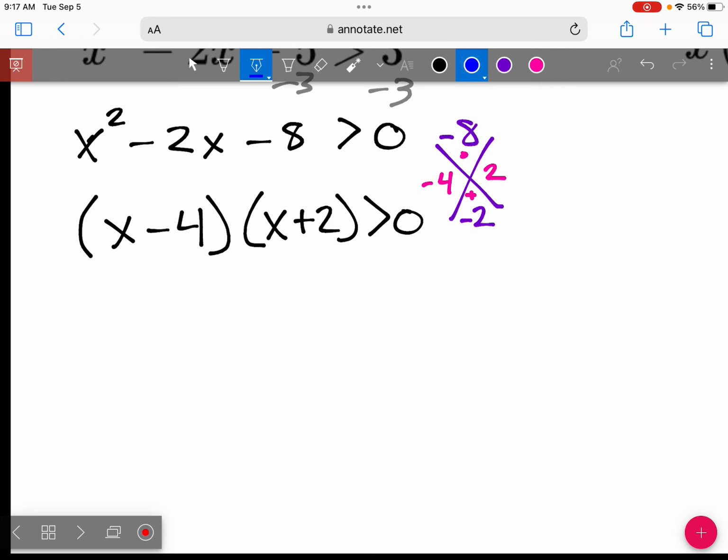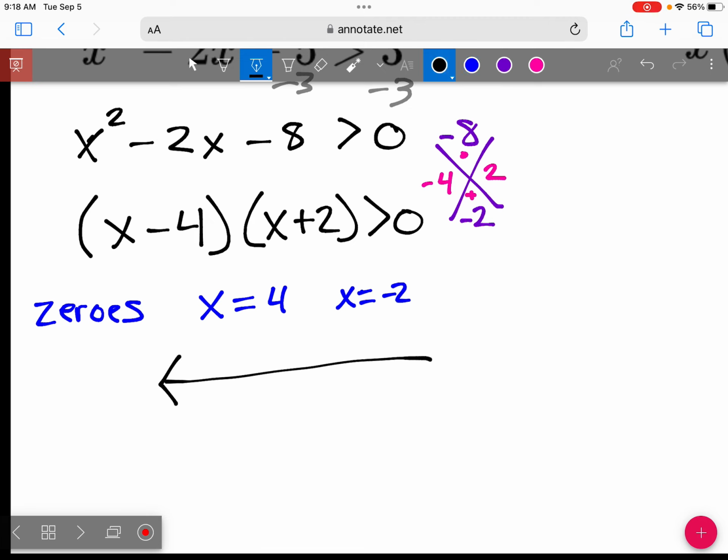We need to find our roots first, or our zeros. Yep, x equals 4 and x equals -2. So I'm going to put those on my little number line, and I'm going to remember to give myself space on the left this time. So my smaller one is -2. My bigger one is 4.